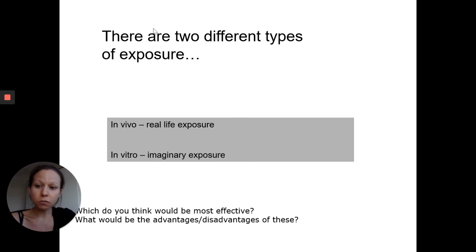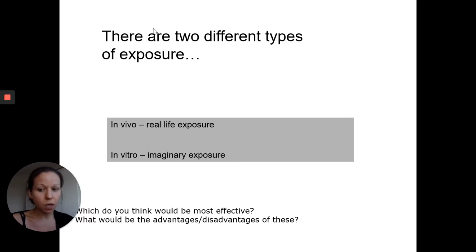If it's not appropriate, maybe not safe or possible to do it with real life exposure, they use imaginary exposure. That links to that extra reading article that I gave you in Wednesday's lesson, where they're now using virtual reality more. And that's in vitro, imaginary exposure. Sometimes that's necessary because it might not be safe or possible to actually do it for real. And that applies to both systematic desensitization and also flooding. So it can be either in vivo or in vitro.